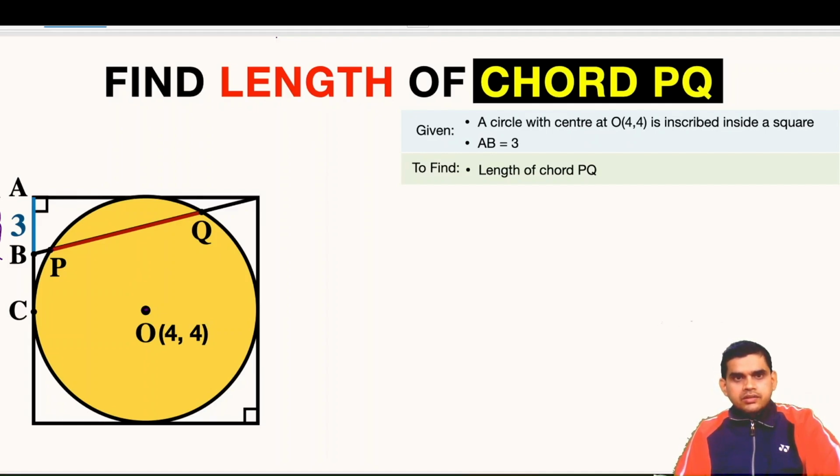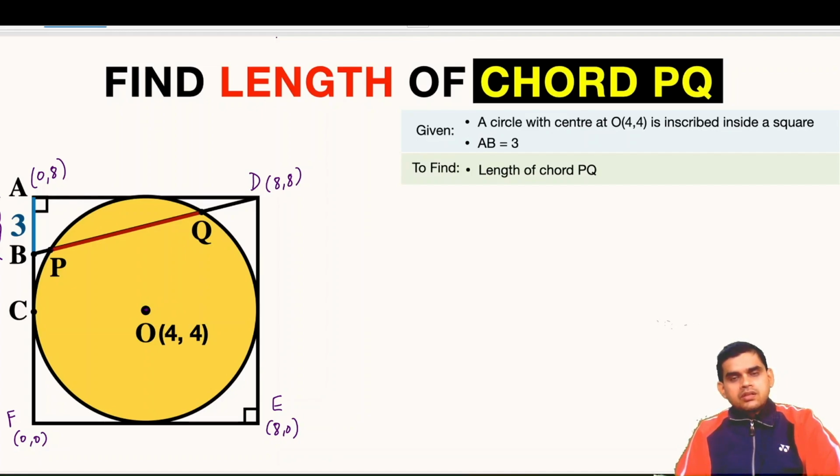So first of all, if the circle has its center at (4, 4), we can write that this will be (0, 0), this will be (8, 0), this will be (8, 8), and this will be (0, 8). Let this point be D, let this point be E, and this point be F.